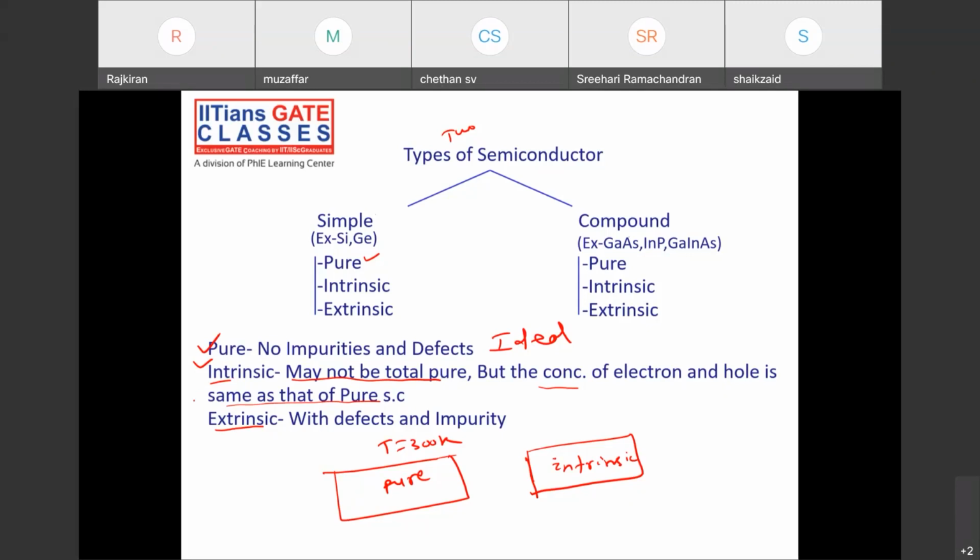And as our friend told, what is an extrinsic semiconductor? Whenever an intrinsic semiconductor is doped, we get an extrinsic semiconductor. It has defects and impurities, and these impurities are intentional. But in an intrinsic semiconductor, the impurities are not intentional.